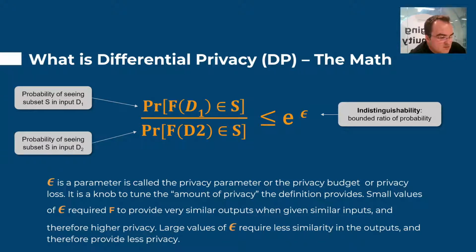The smaller the value is, the more privacy you input to it. So if you have an epsilon of 0, it's extremely private, but also extremely useless because the amount of noise you add to it is absolutely nuts. And large values of epsilon require less similarity between your outputs and therefore provide less privacy. That's why differential privacy acts more as a guarantee rather than an absolute term of use that you should apply anywhere.